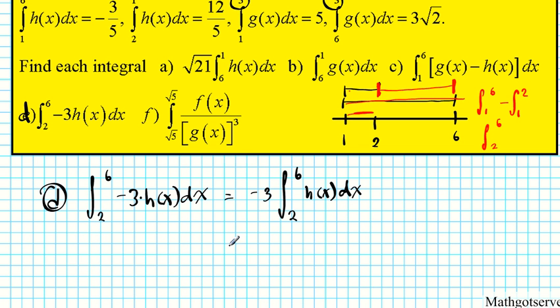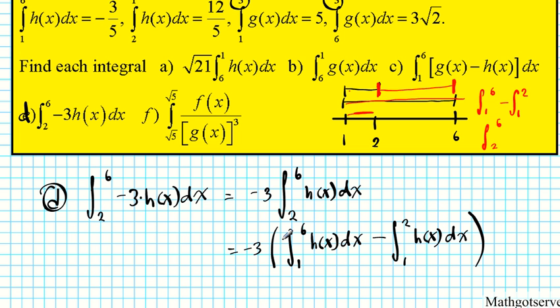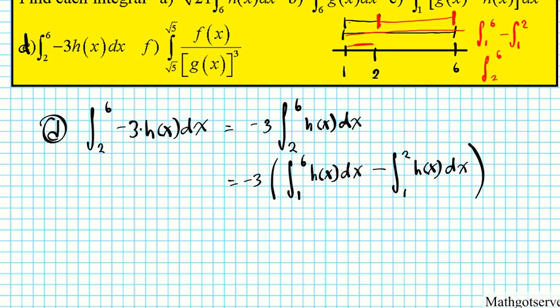I'm going to go, let's leave this negative 3 out here, times the antiderivative of the entire area, which is from 1 to 6 of h of x dx, minus the other piece I know, which is from 1 to 2, this little piece right here. You see, that will give me the antiderivative from 2 to 6. Okay? Alright, so there you have it, okay? So what we're using here is basically a derivative of the additive rule.